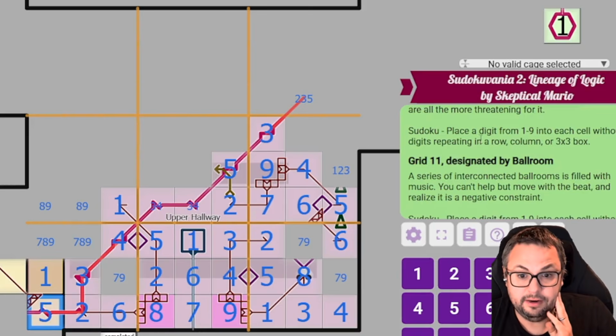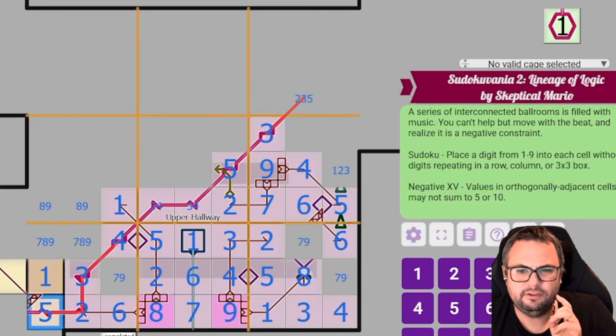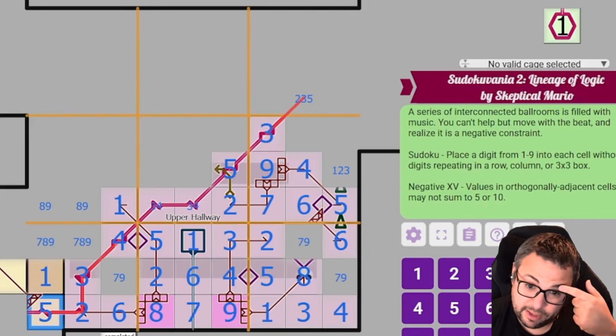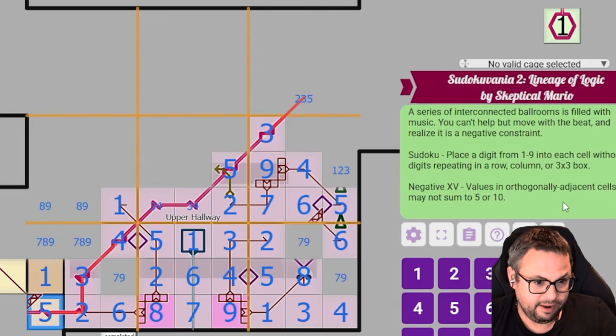Entering another grid. As if interconnected ballrooms is filled with music, you cannot help but move to the beat and realize it's a negative constraint. Place a digit from 1 to 9 at each cell without digits repeating in a row, column, or 3x3 box, and then there's a negative XV. Values in orthogonally adjacent cells must not sum to 5 or 10.